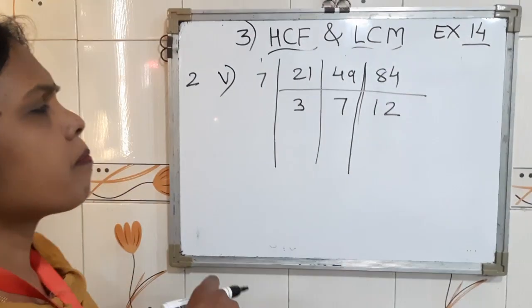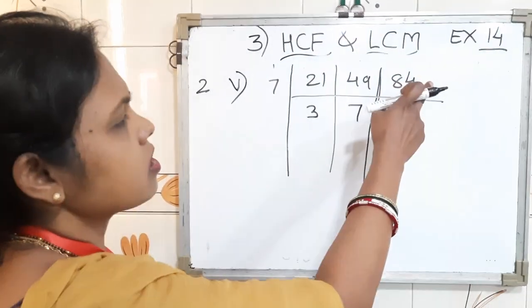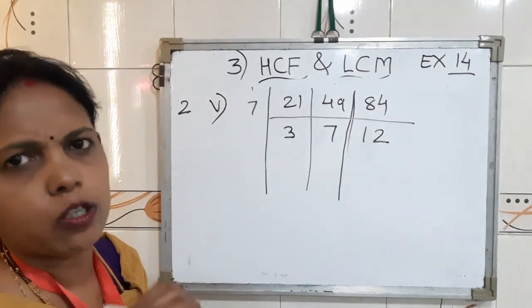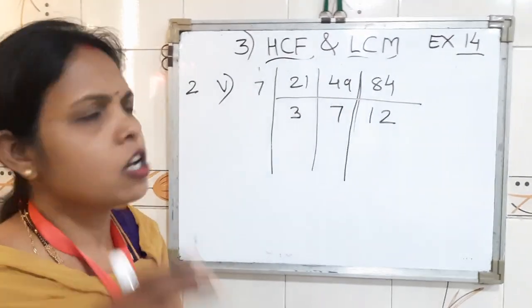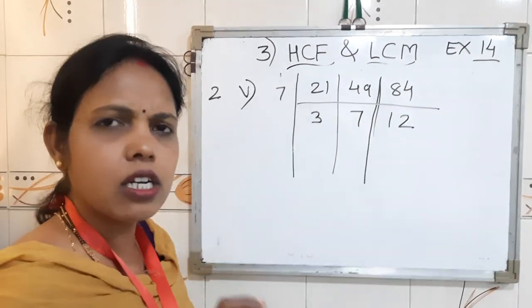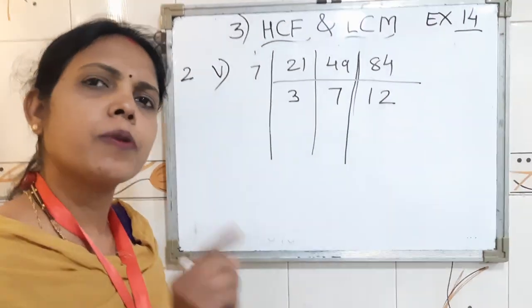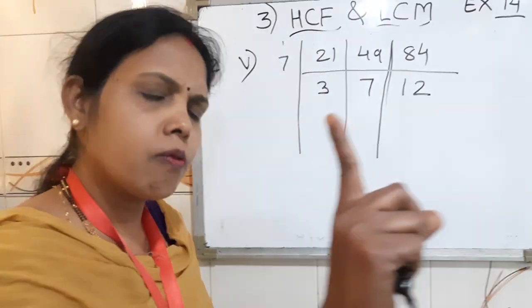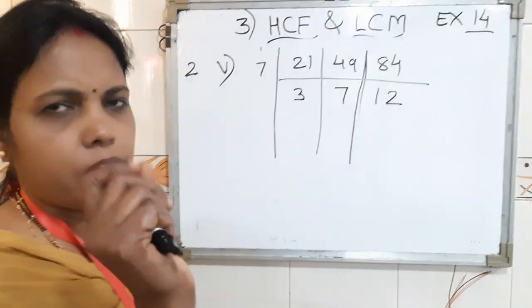Then before that number, whatever we are getting, children, some numbers will divide by 2. For example, 84 will divide by 2, but 21 and 49 will not divide. Therefore, we did not take 2 in the starting. Now children, here we want the SCF. SCF means all the 3 numbers should be divided by only one common factor. Therefore, we have written 7 as a common factor.